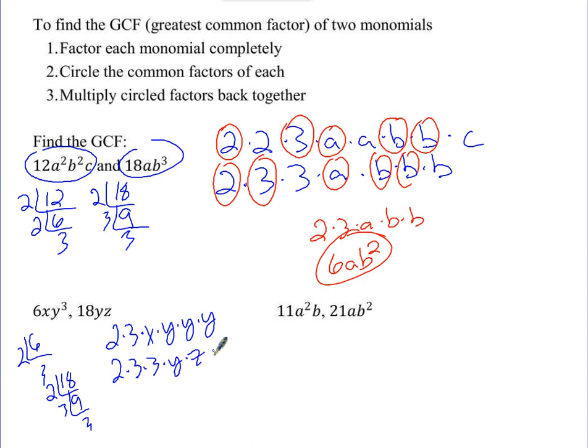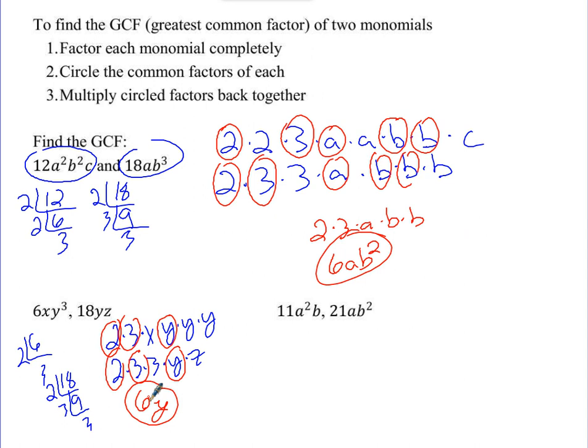Okay, and now what do we do? Circle your pairs. Yeah, circle the common factors. The 2's, the 3's, the y's, and that's it. Working your way right across the top one. So then what's the GCF? 6y, and that is it. There's your answer.